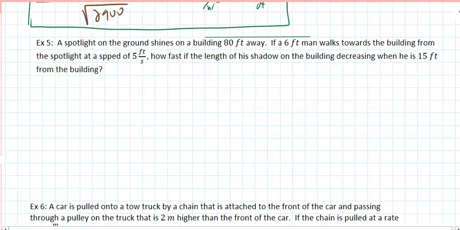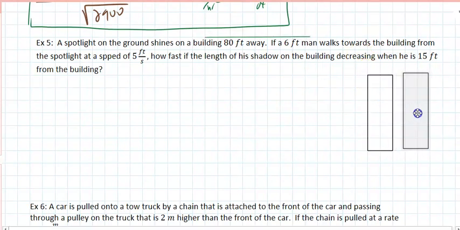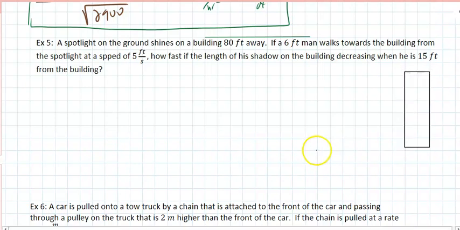Continuing on, a spotlight on the ground shines on a building 80 feet high. Let's say the building looks like this, and the spotlight is, oops, wrong one. Here we go. Let's say this is the spotlight, and this is 80 feet.